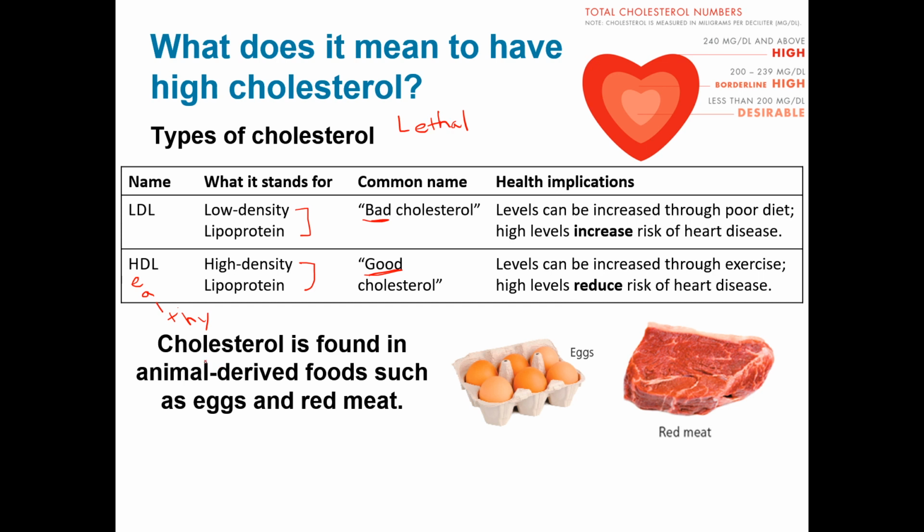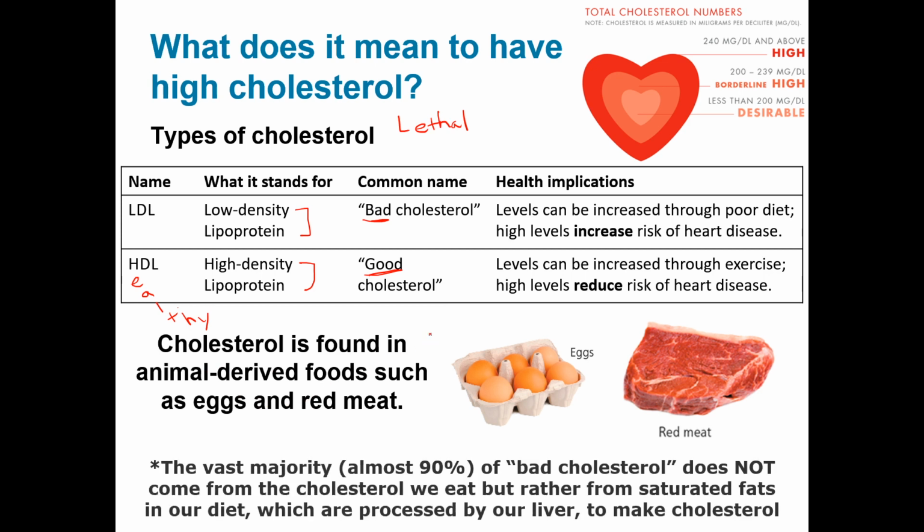So you'll find cholesterol in animal-derived foods as a direct source, but also cholesterol is made by the body. And actually, the vast majority of cholesterol in our body, almost 90% of the bad cholesterol, is not coming from the direct consumption of cholesterol. Instead, this is very important, is coming from eating saturated fats. These could be saturated fats from animal products or saturated fats from plant products, either one.